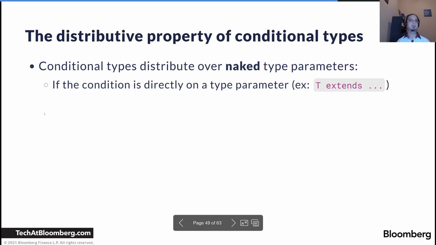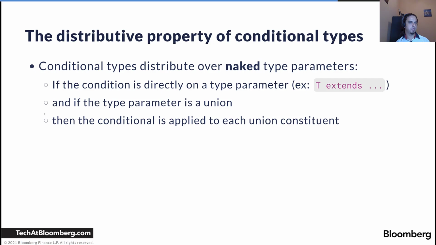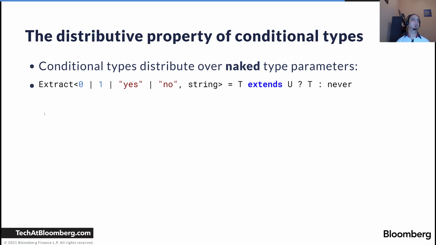No. What actually happens is that if the condition is directly on a type parameter, i.e. a naked type parameter, and if that type parameter is a union, then the conditional type is applied to each constituent of the union. And the results are all unioned to give the final type. So if we have a type C, and this is a distributive conditional type, and we instantiate that type with a union t1, t2, t3, ... tn, this would be the same as if we were to have instantiated C of t1, or C of t2, or C of t3, ... or C of tn.